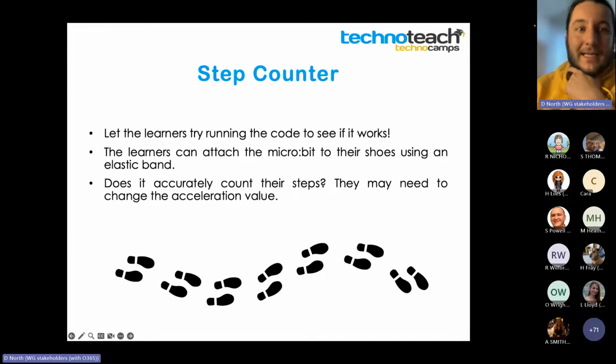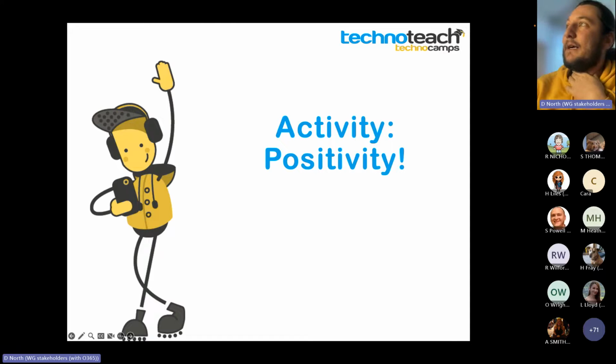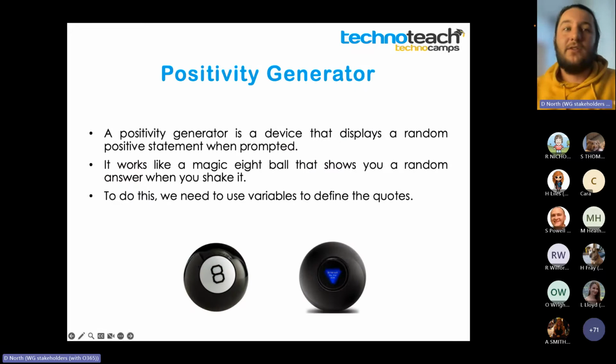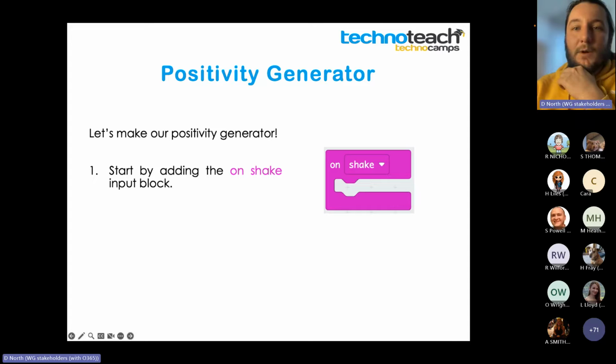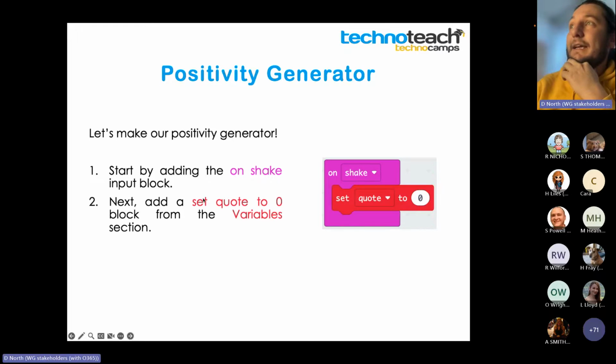Okay, one quick extra project I'll go through just to round out this health and well-being session is an activity we call positivity. We create a positivity generator, so a magic 8-ball that when you shake it gives you some nice quote to make you feel better if you're feeling down. So really focusing in on that idea of well-being and feeling good. To make a positivity generator, we first have the learners drag in an on-shake block, and then create a variable, and that variable we call quote.